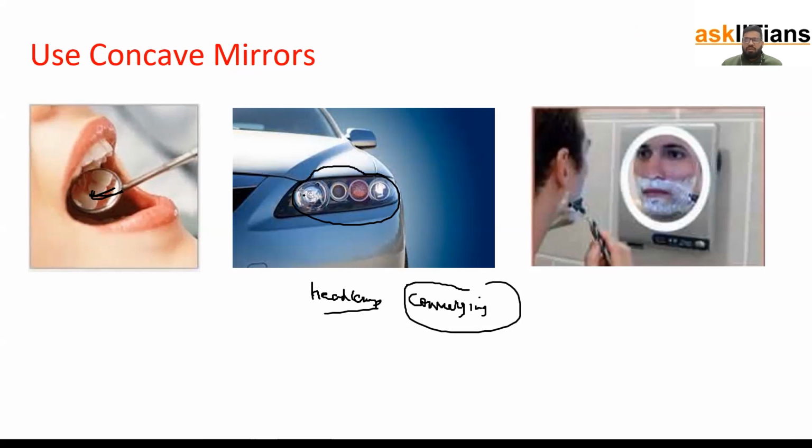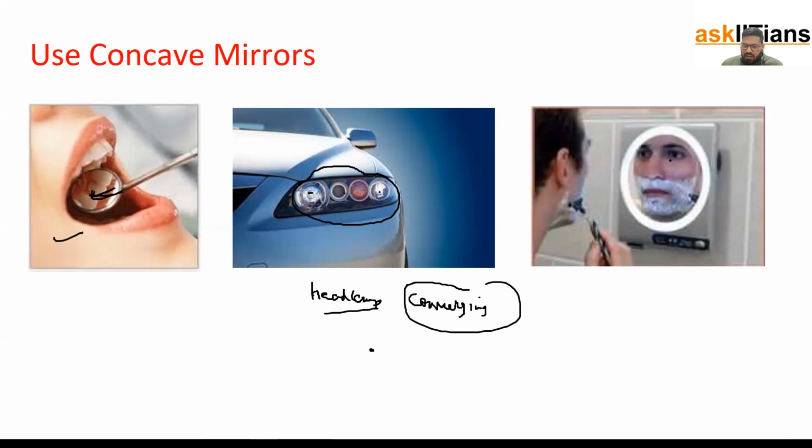So what you require from the light of a car is that all the light will converge at a point on the road. So you will get a much brighter light on the road and you will be easily able to see at night. Yes or no? So concave mirrors are used in the headlamps of the car to get a more focused light at a particular point on the road. Okay. And dentists also use them to get a real inverted image.